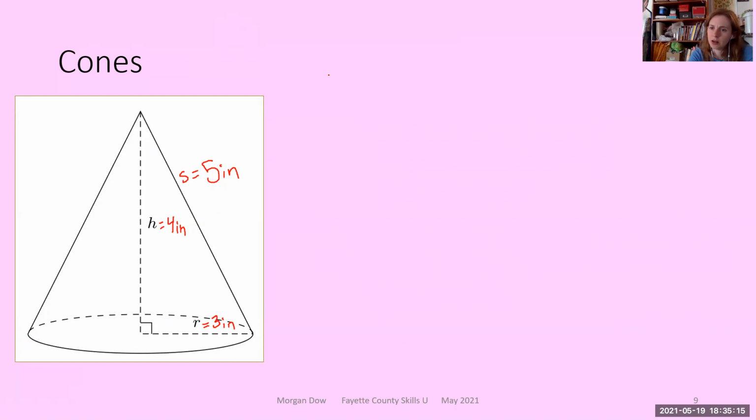What would the diameter of this circle be? So if the radius of the circle is 3 inches, what would the diameter be? So the diameter would be 6 inches, right? 6 inches going all the way across. All right, so let's start with volume. The volume of a cone is 1/3 of pi r squared times the height.